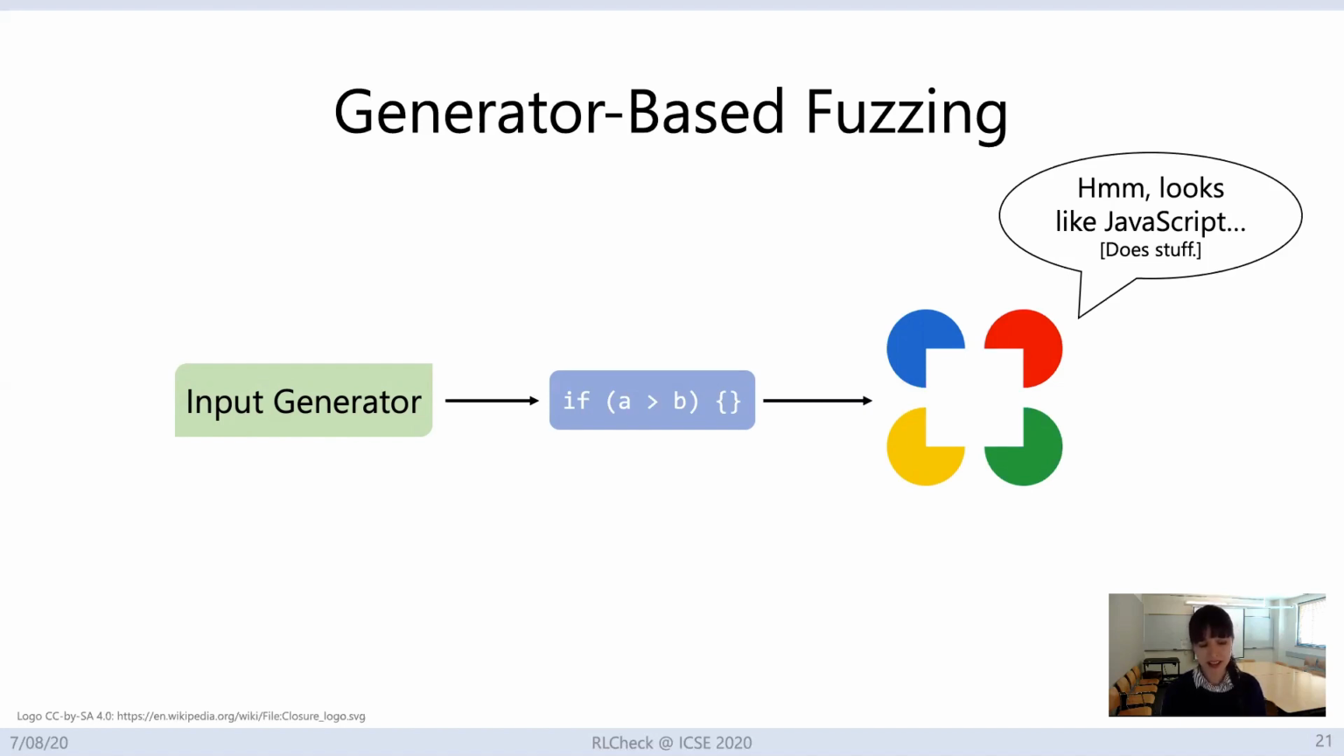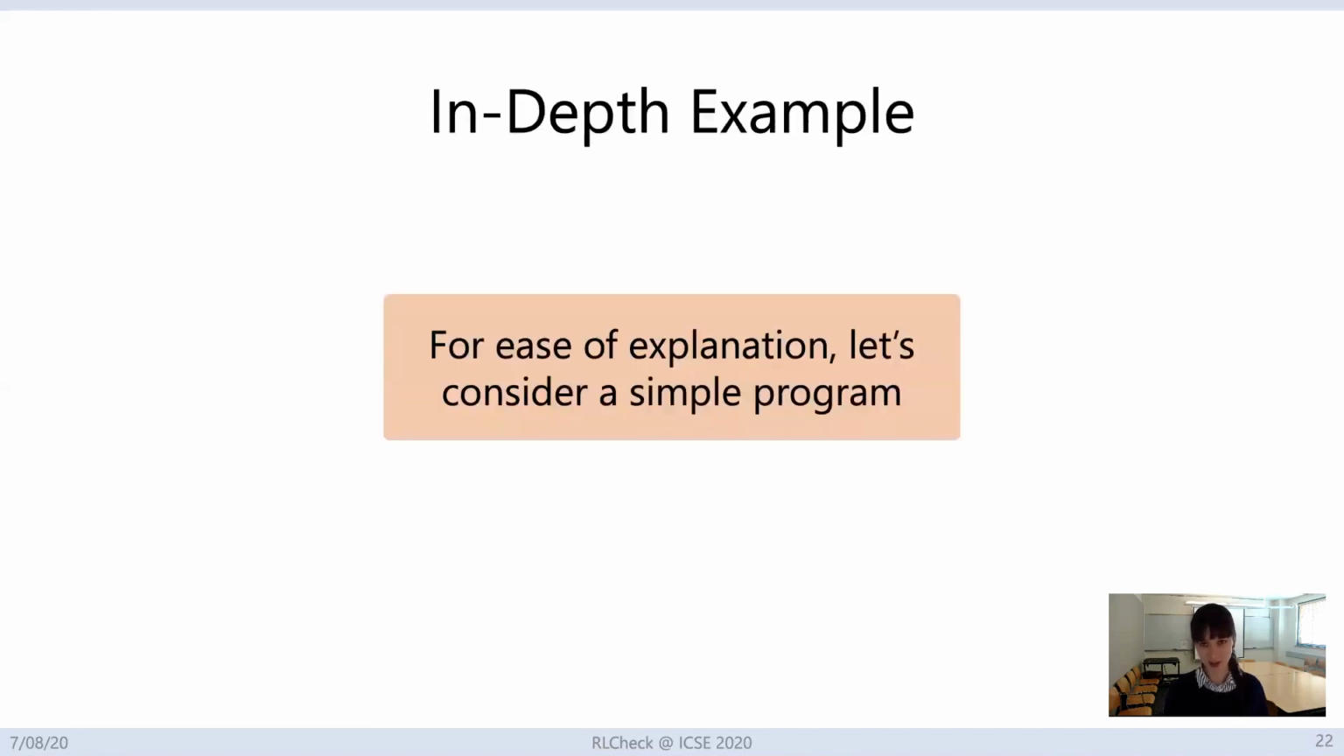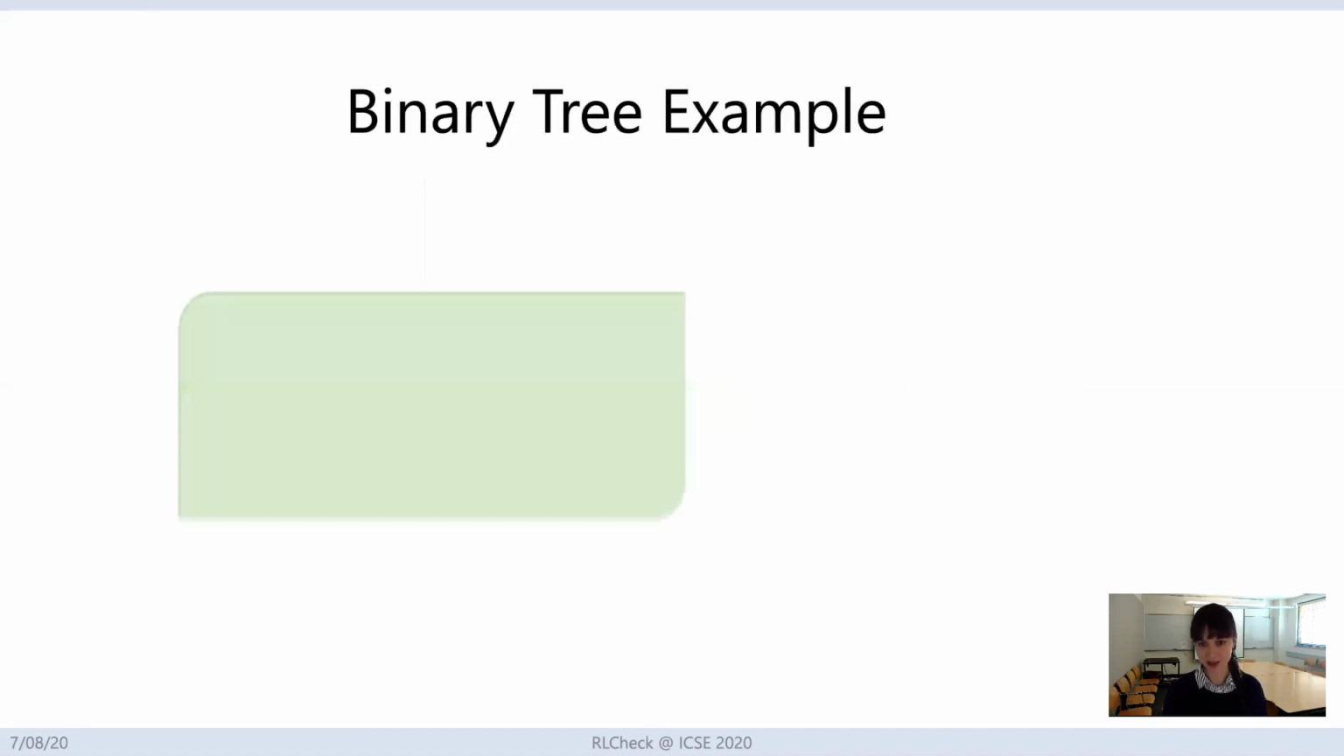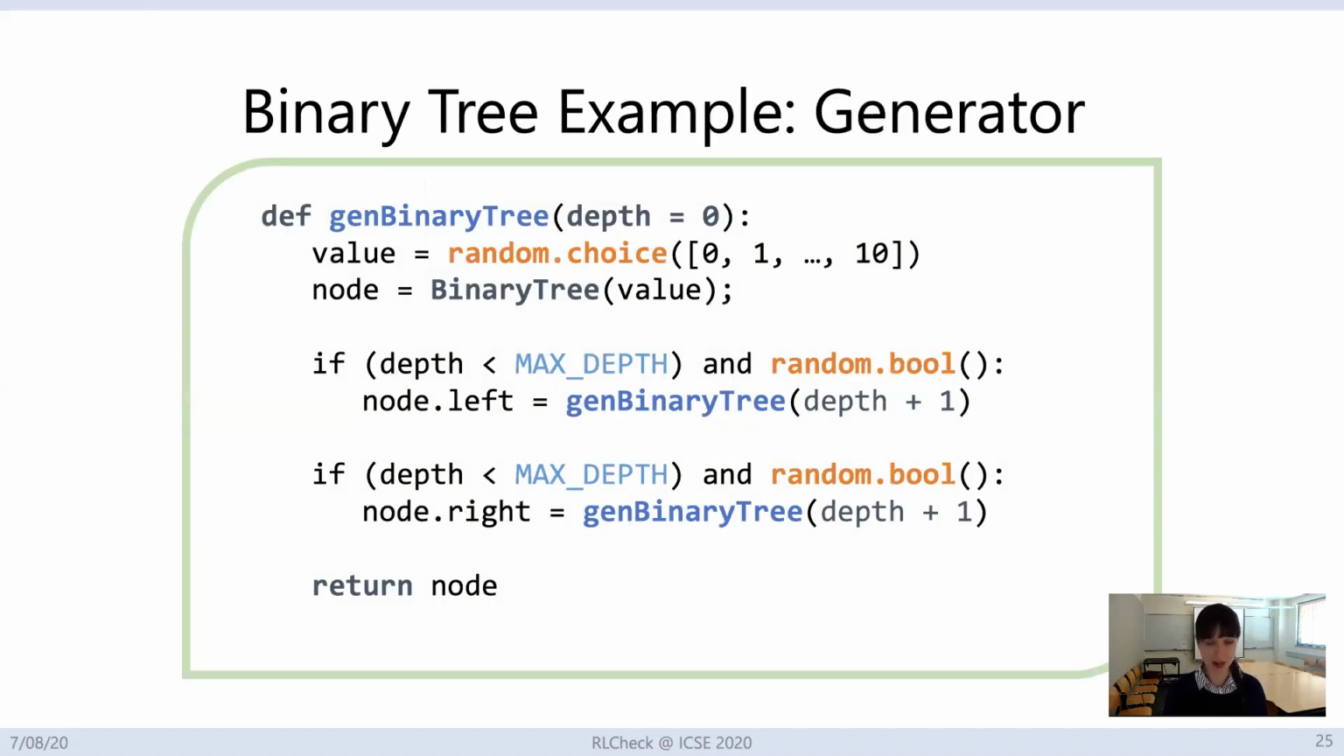Now I'm going to get into a little more detail on generator-based fuzzing by looking at a much simpler example. In particular, we're going to consider a case where our input space are binary trees. The nice thing about that is I can show you a binary tree generator on a single slide. Here's a program that generates random binary trees.